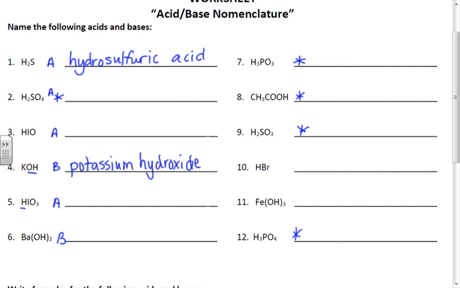If it does have oxygen at the end, remember we have that box of rules. So on number 3, when you have only 1 oxygen, that's the lowest amount. So we start with the prefix hypo for low. Then we have our root for iodine, iode. And then it ends with OUS for the suffix. And then the word acid.